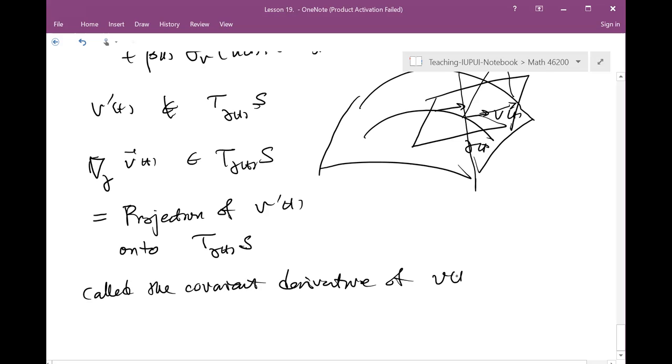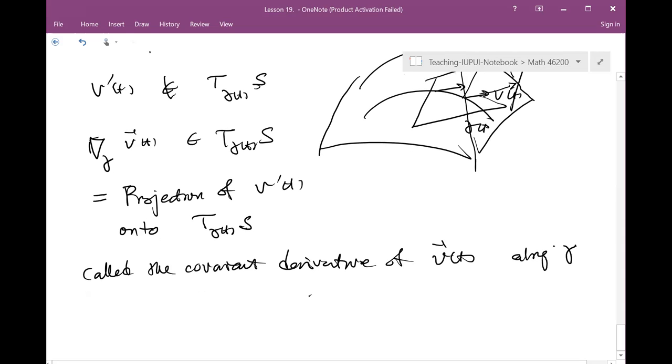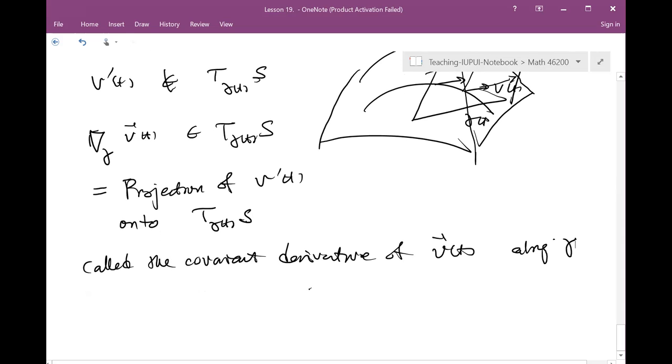Derivative of V over T along gamma. So when you differentiate on the surface, although the surface is embedded in a high-dimensional space, you only consider the projection of the derivative onto the tangent plane. Okay, think about that.